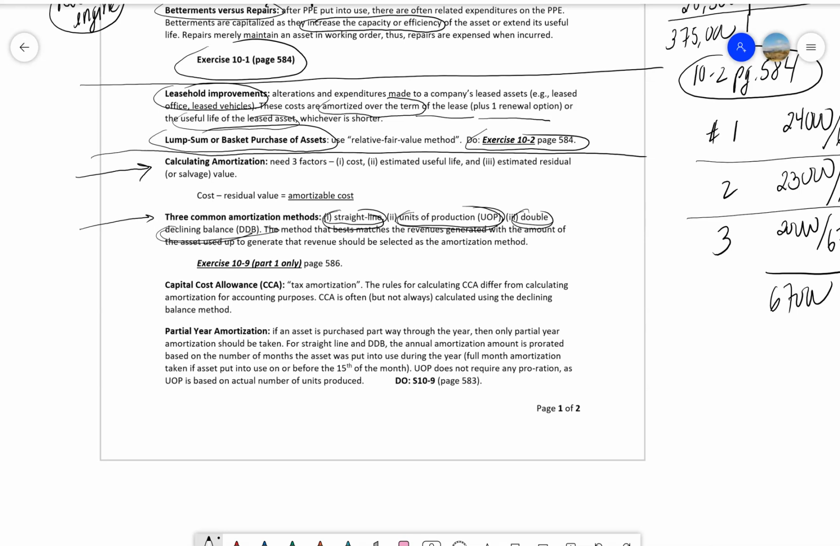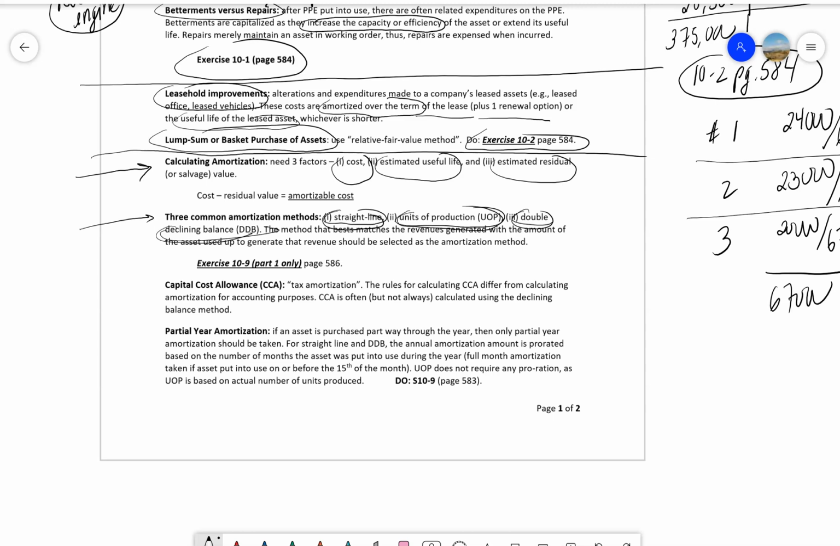And so the calculation relies on 3 factors. We need to know the cost, the estimated useful life, and the estimated residual or salvage value. The residual or salvage value is what we think we can sell the asset for at the end of its useful life. And so when we talk about useful life, that's the useful life to the company.